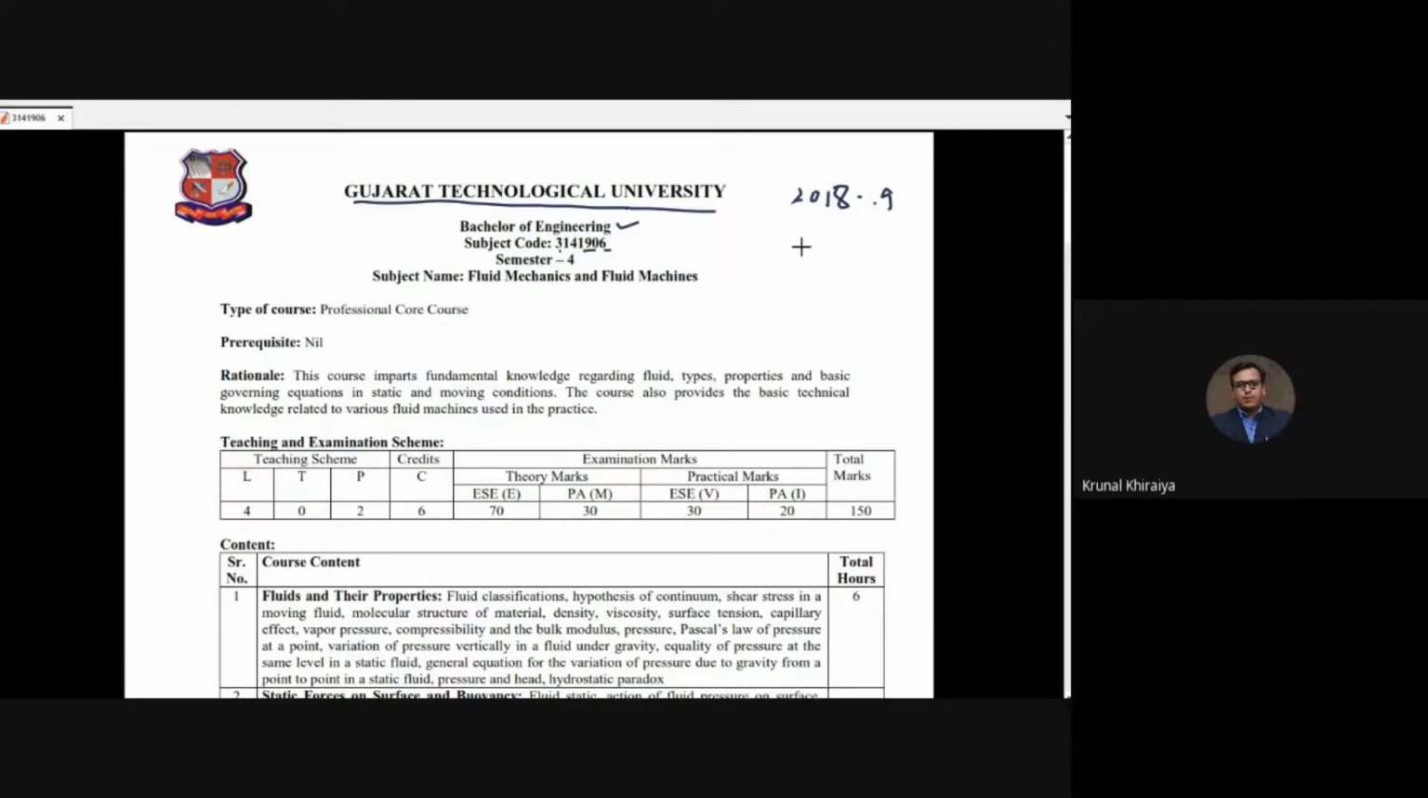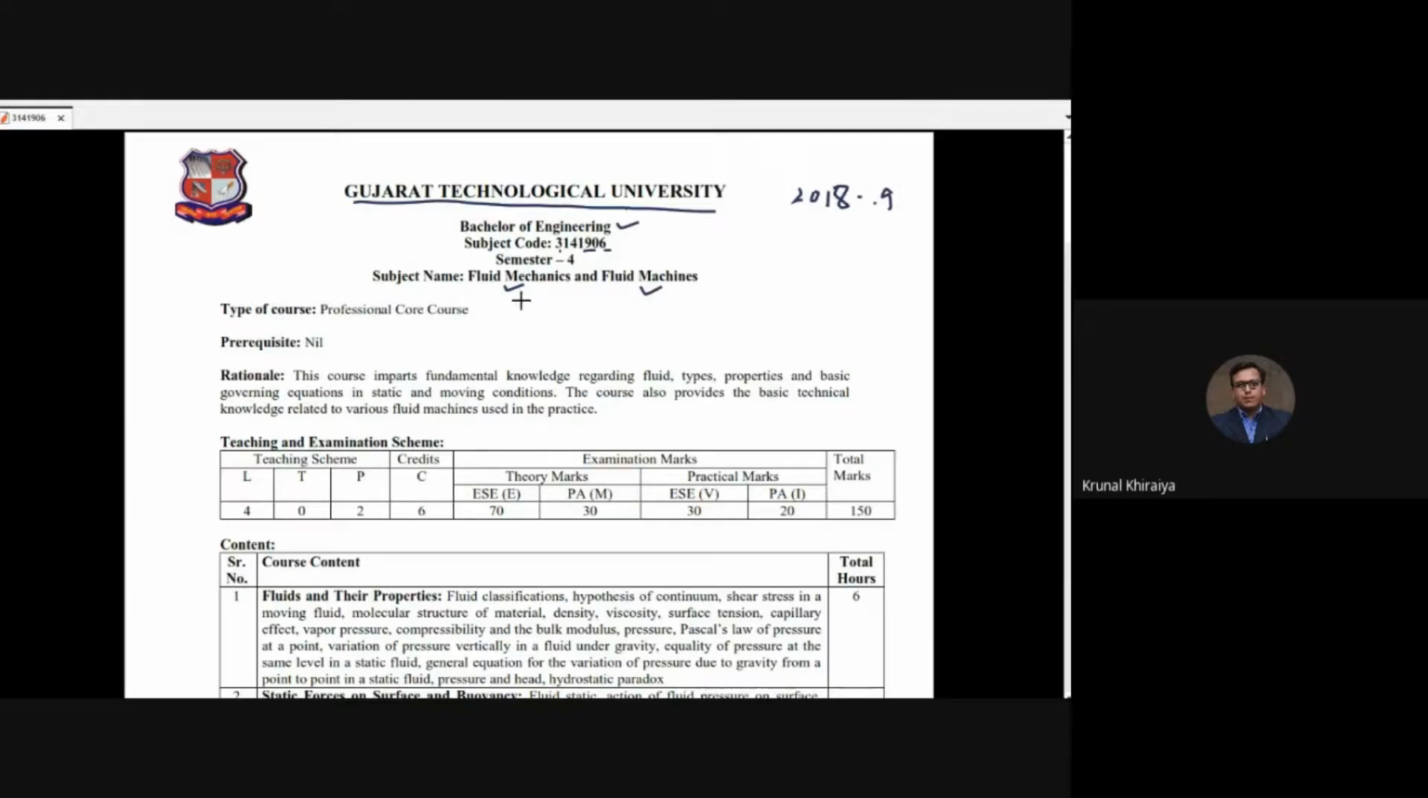Actually, before the revision of the syllabus in 2018-19, this was not a combined subject. Fluid mechanics was offered in the fourth semester, and hydraulic machines, meaning fluid power engineering, was offered in the fifth semester. But according to the new GTU curriculum, the two subjects are combined into one. That's why the name is fluid mechanics and fluid machines.